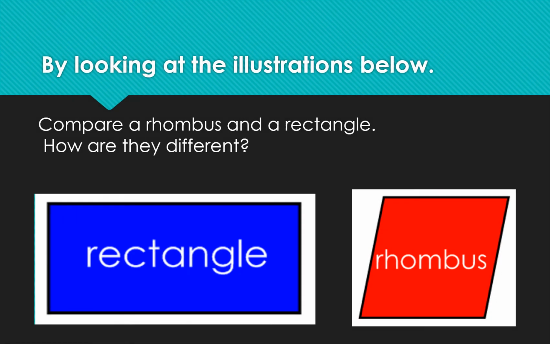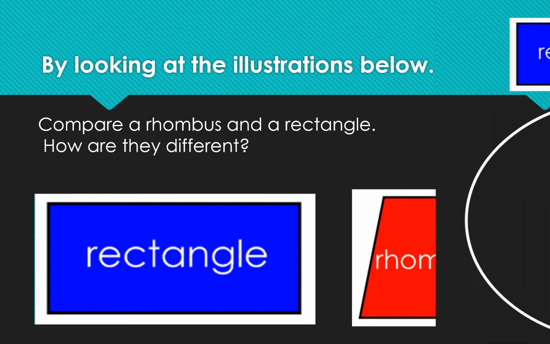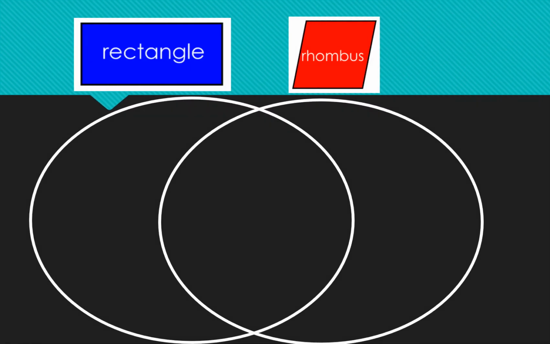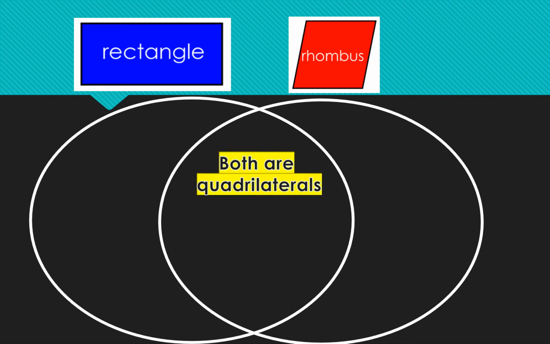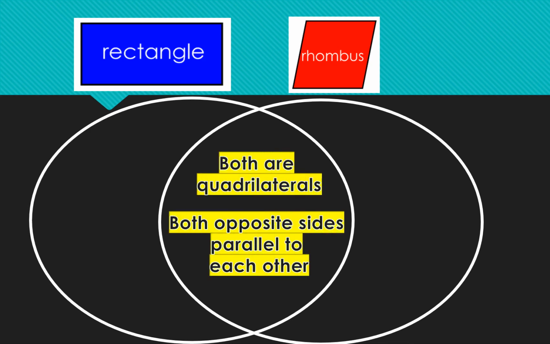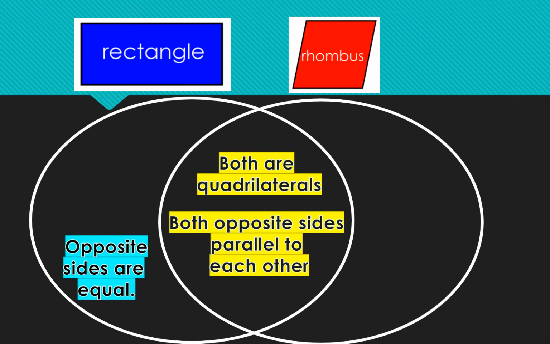By looking into the illustration again, let us compare the rhombus and a rectangle and see how they differ. So let's go to the Venn diagram. At the left side is the rectangle and at the right side is the rhombus, and in the middle is the commonality of both figures. The commonality of both is that they are both quadrilaterals and both have opposite sides parallel to each other.